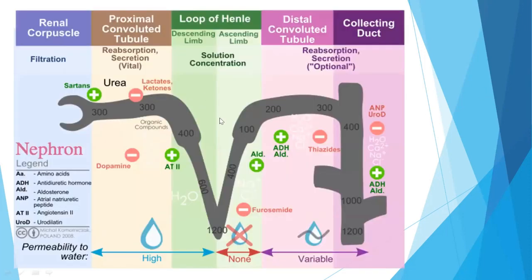So again, we just go through this. Filtration starts in the renal corpuscle, then in the PCT there is reabsorption. In the loop of Henle, there is solute concentration by the reabsorption of water. In the DCT, we again reabsorb water. And in the distal convoluted tubule, we just have an exchange of hydrogen and potassium.